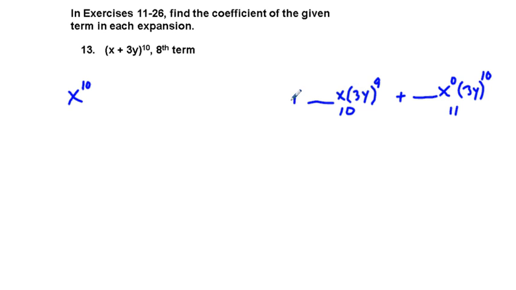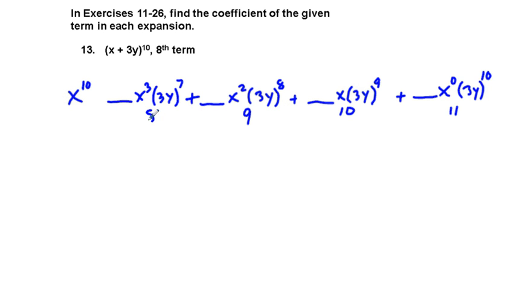All right. Next, instead of x, we're going to have x squared, and we're going to have 3y to the 8th power, and then some coefficient times that. And that's going to be our 9th term. Our 8th term, which is the one we're looking for, is going to be x cubed, and we're going to have this 3y to the power of 7 and some coefficient out front.